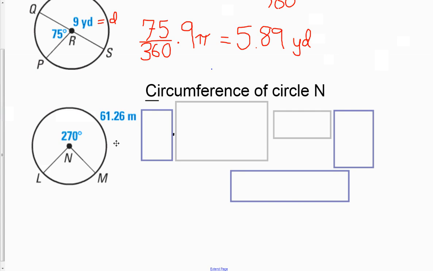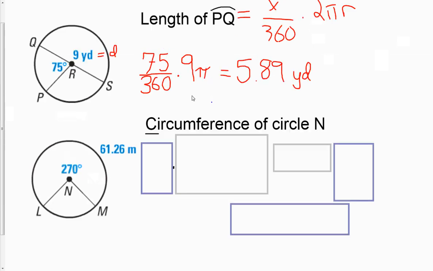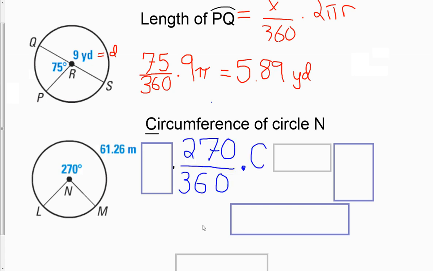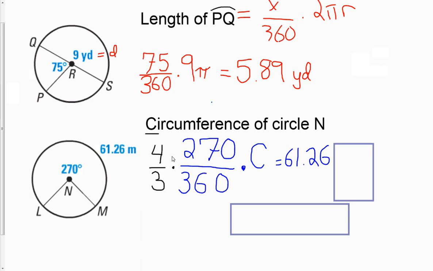Okay, so what's the circumference? Well, we've got the two pieces here. We've got this piece and we've got this piece. We want to go here, right? So let's write it out. We've got 270 over 360 times circumference equals 61.26. Well, we want to solve for C, so this actually simplifies to giving us 3/4, right? This is 3/90s, 4/90s, and so we're going to multiply by the reciprocal 4/3.